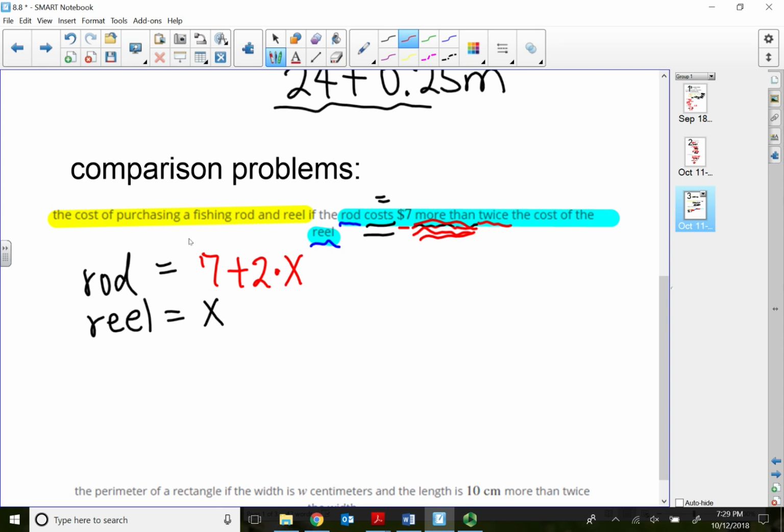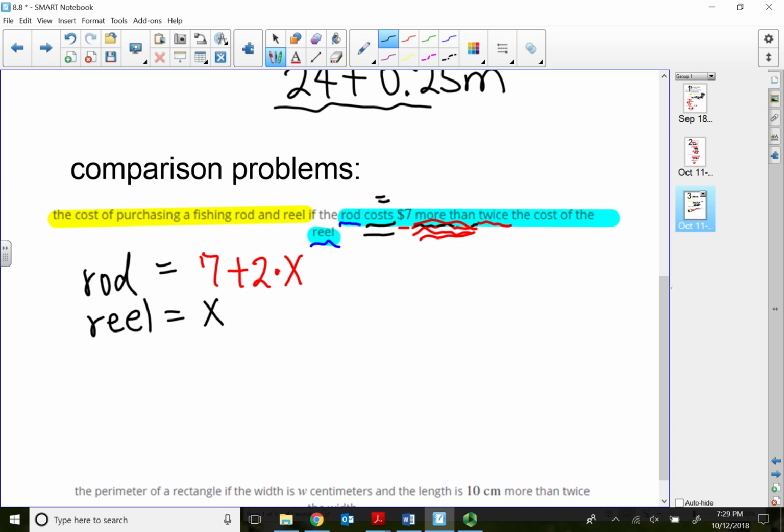All right. So my translation tells me the cost for the rod is going to be 7 plus 2x, and the cost for the reel is going to be x. So that's just translating for the two items. How do I write my whole answer out? Well, the whole answer needs to represent the cost of purchasing a fishing rod and the reel.